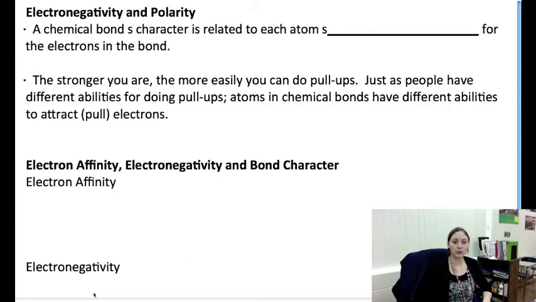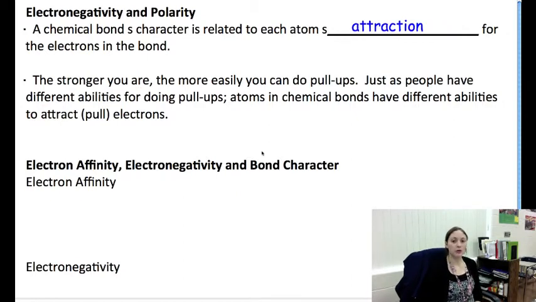Now we're going to look a little more closely at a covalent bond and the shapes that they make, and they have different characters based on what is bonded together for the molecule. So the first one we're going to look at here is a chemical bond's character is related to each atom's attraction for the electrons in a bond.